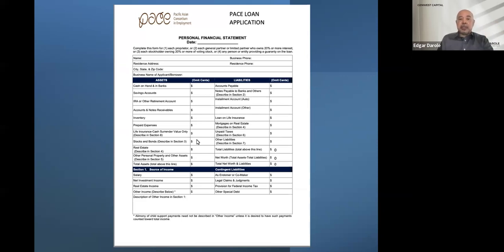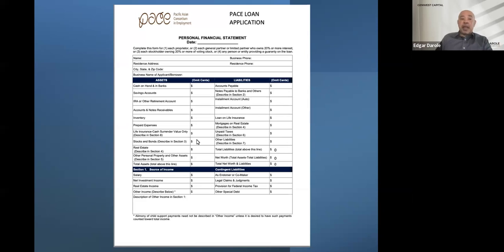Automobiles as well. In some personal financial statement forms, there's a different section for automobiles, but in Pace's case, you just have to put in your personal automobiles in this particular section. And what I mean by assets with autos is your blue book value, not the actual purchase amount. As you know, when you purchase a new vehicle, that value depreciates, I think by 35% or something, when you drive out of the car lot or the dealership.